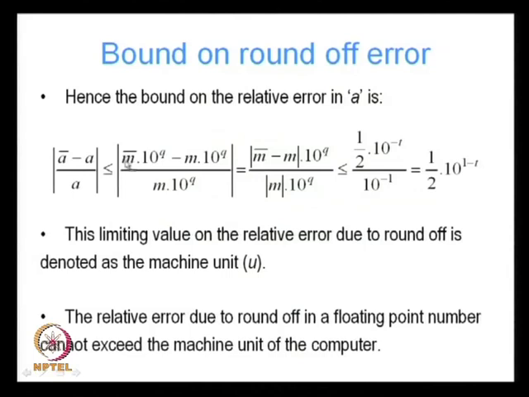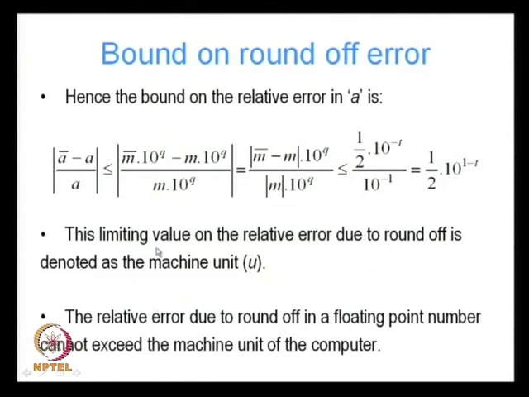Just a correction, this should not be less than or equal to, this is actually equal to. So, |ā − a| by |a| is equal to |m̄ − m| dotted with 10 to the power q divided by this, which is equal to this, but this is less than or equal to this, because in the denominator we have replaced |m| by its smallest possible value, which is 10 to the power minus 1. So, we get this bound on the relative error in A.